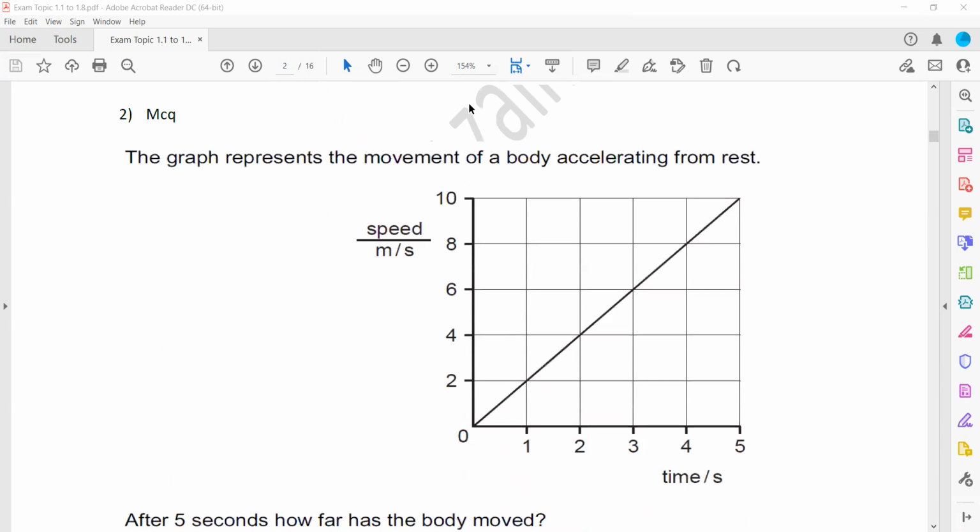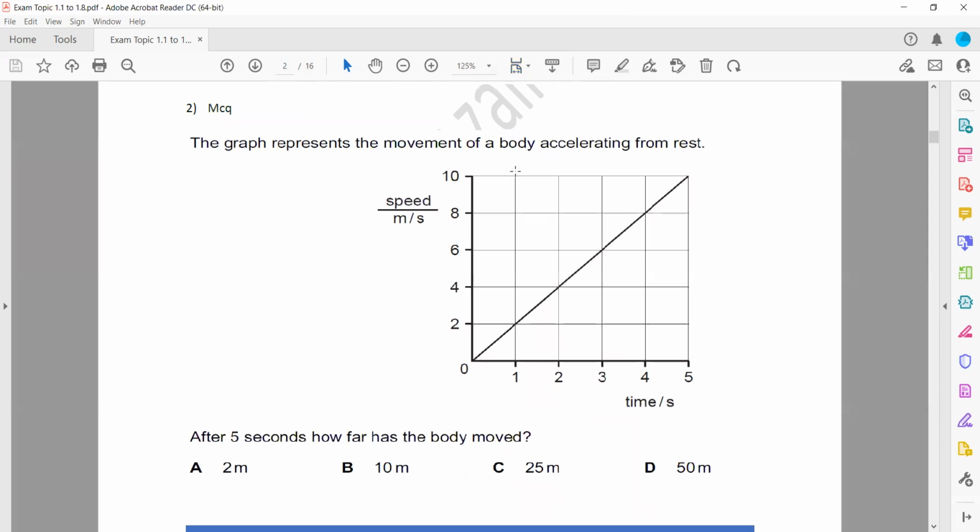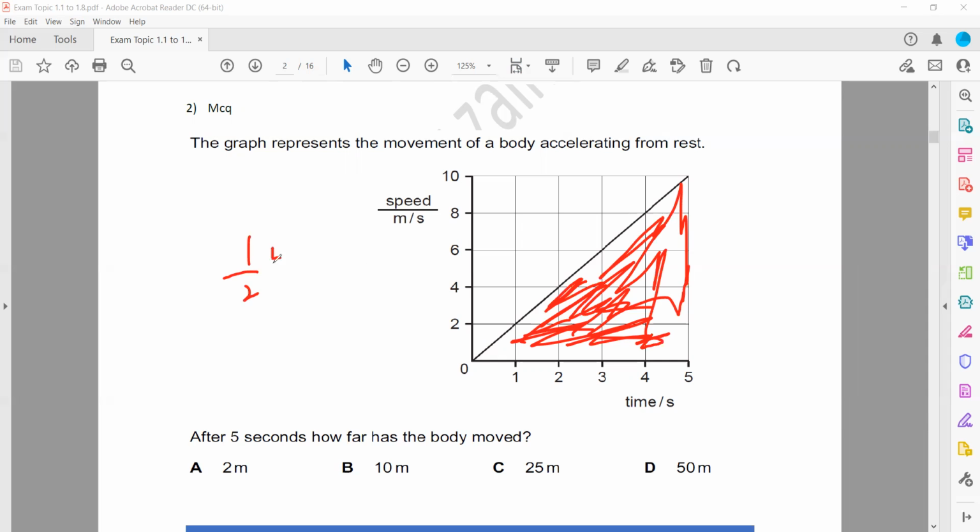The graph represents the movement of a body accelerating from rest. Whenever you have a speed-time graph, the area under the graph gives us the distance traveled. This whole area shows how far the object traveled. Because it is a triangle, it will be half base times height. Half base is 5 and height is 10, so when I simplify, it comes out as 25 meters.